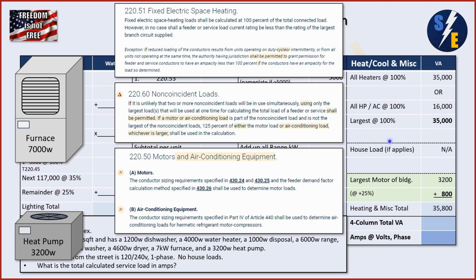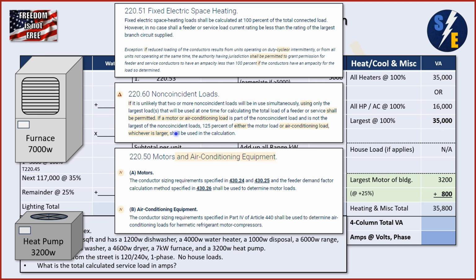Okay, now we go to 220.60, and this is where we deal with non-coincident loads. It says if it is unlikely that 2 or more non-coincident loads will be in use simultaneously, using only the largest load or loads that will be used at one time for calculating the total load of a feeder or service shall be permitted. Okay, piece of cake, right? You just take the larger of the two. In our case, it's 35,000. So we're going to put that right here in bold.